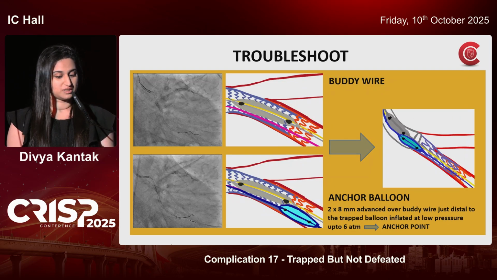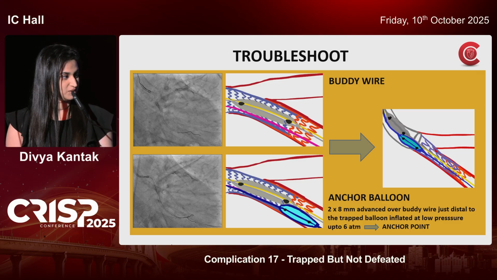So we tried to troubleshoot it. We used the anchor balloon technique, where we sequentially advanced a buddy wire along the entrapped balloon, and over it, we also advanced a small-sized anchor balloon of 2 by 8 millimeters, just distal to the trapped balloon, inflated at low pressure up to 6 atm, creating an anchor point. This anchor point ensured that the deflated balloon dislodged from the stent, and we were able to pull the entire assembly en bloc.